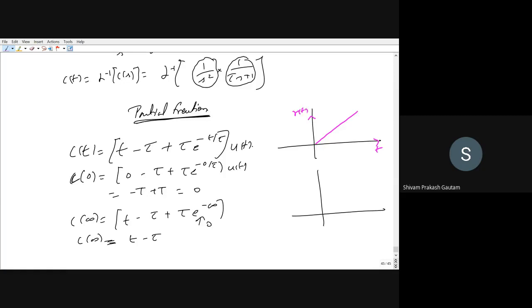This is our input, that is a ramp signal. And how is our output? Our output is something like this. This is also a ramp function. At t is equal to 0 it is 0, and it is exponentially increasing and becoming constant after some time. That time is called the transient response.